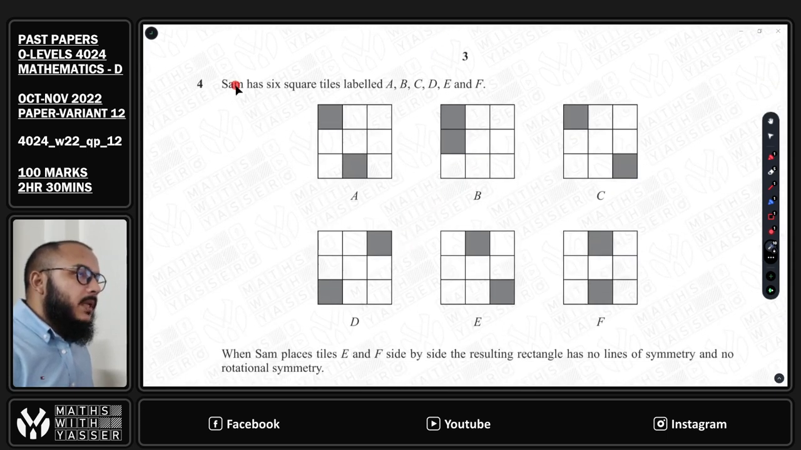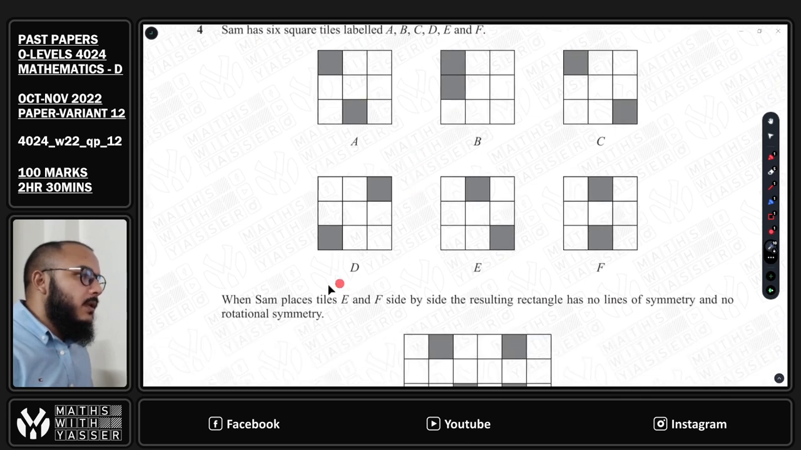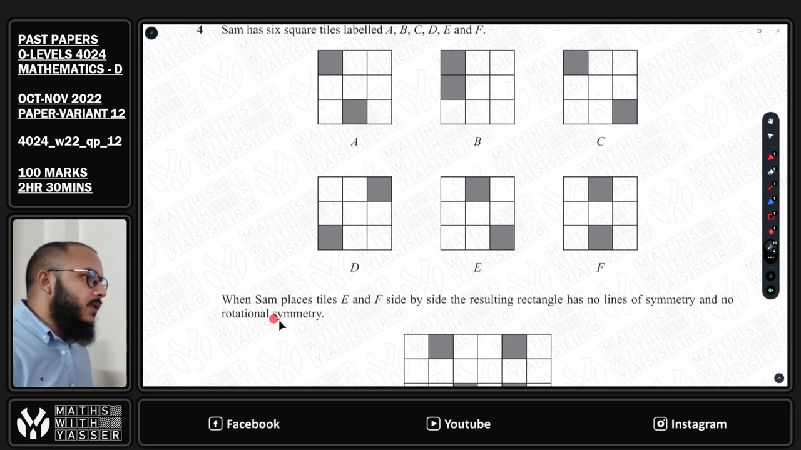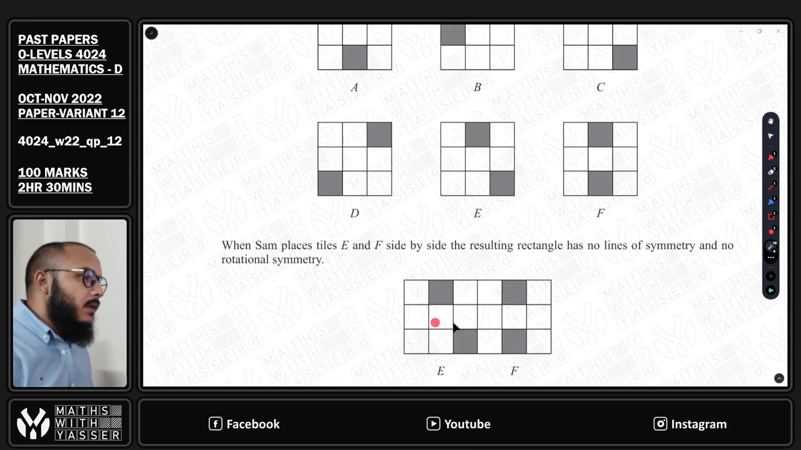Next question. Sam has 6 square tiles labeled A, B, C, D, E, F. So these are the tiles. When Sam places tiles E and F side by side, these two tiles next to each other, the resulting rectangle has no lines of symmetry and no rotational symmetry. As we can see, when this tile, which is E, and this tile, which is F, are placed next to each other, there is no line of symmetry, neither rotational symmetry.